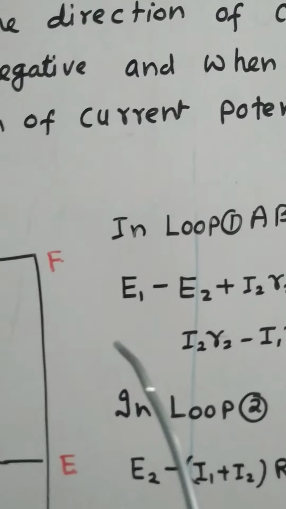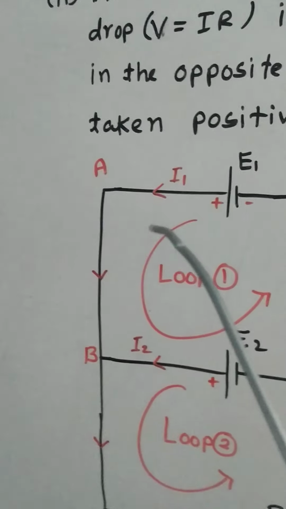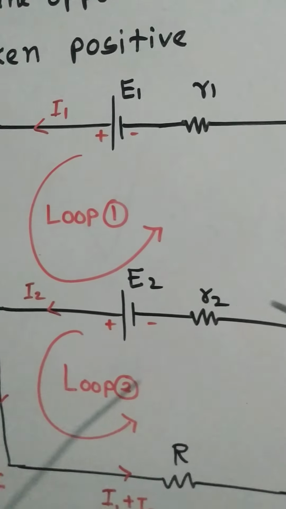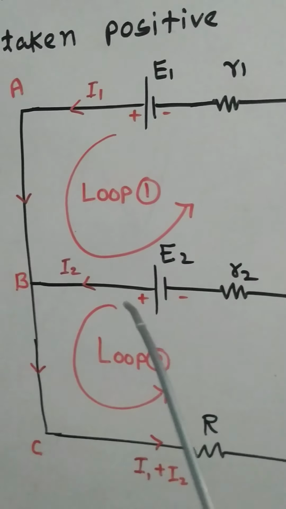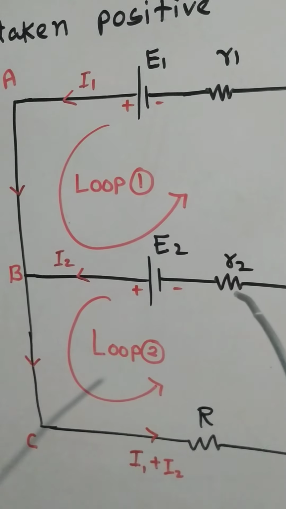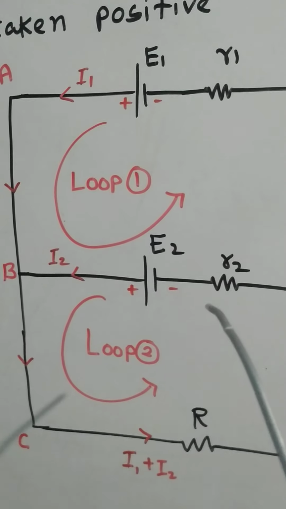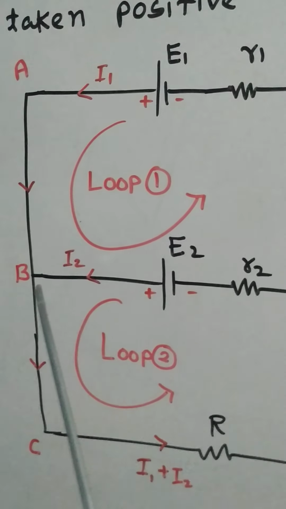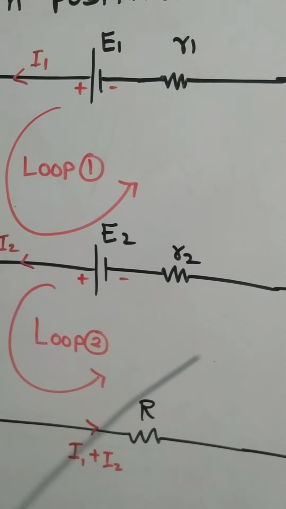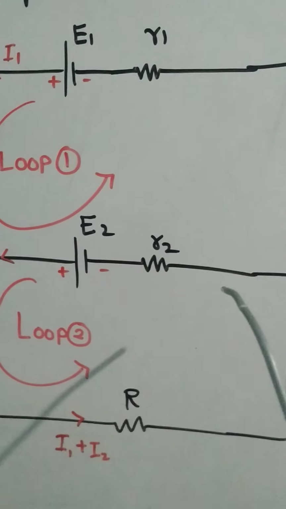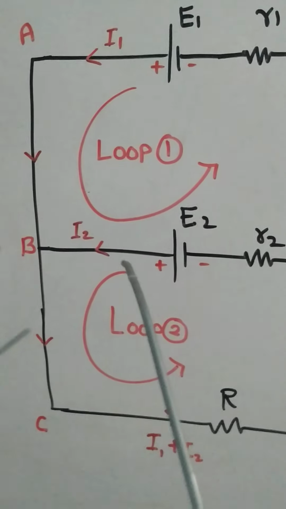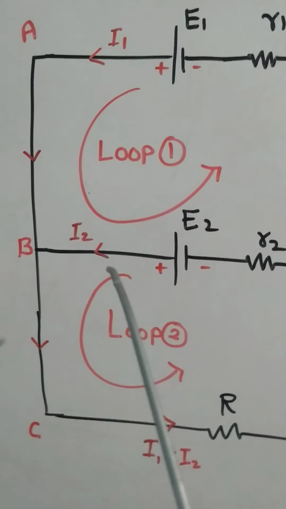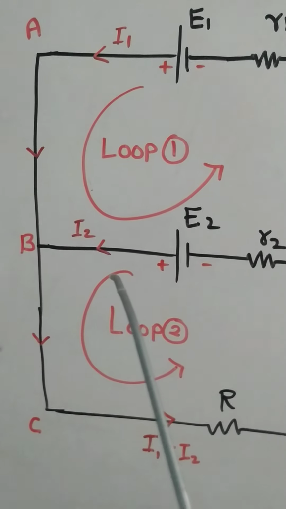Now we will consider the potential drop. From A to B, there is no potential drop because there is no resistance. But when the person moves from B to E, resistance R2 comes in his path, so the drop is I2 R2. It may be positive or negative, but you can see the person is traveling from B to E while the current is flowing from E to B. So the person is traversing in the opposite direction of the current. Hence, the potential drop is positive.